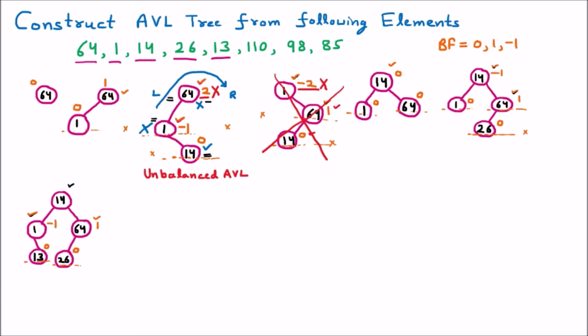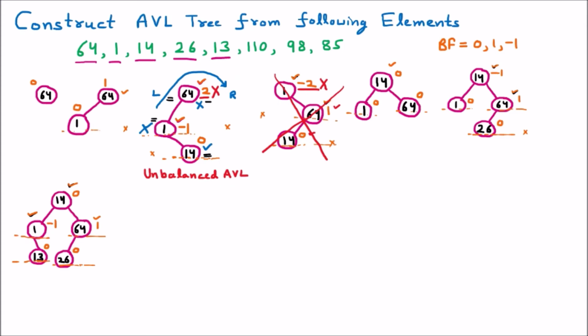Now is the time to find the balancing factor of node 14. Here on the left we have 1 and 2, two levels. On the right we have 1 and 2, two levels. 2 minus 2 is 0. So here all the nodes have balancing factor 0, 1 or minus 1. So it is a proper AVL.